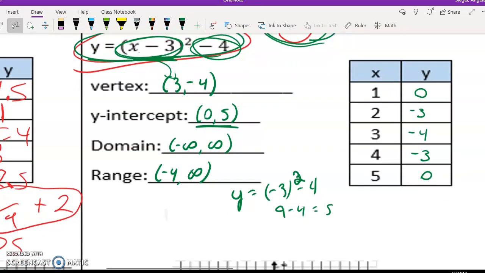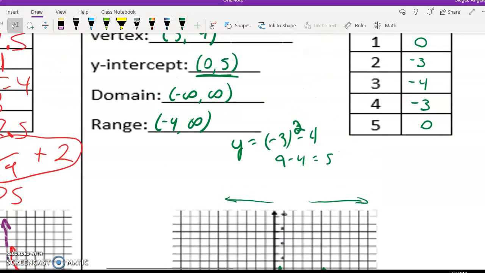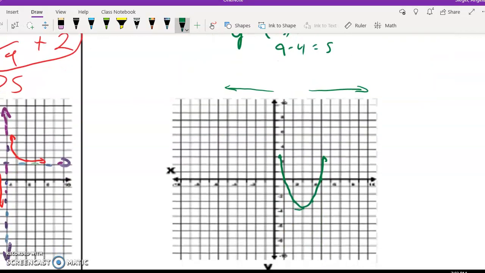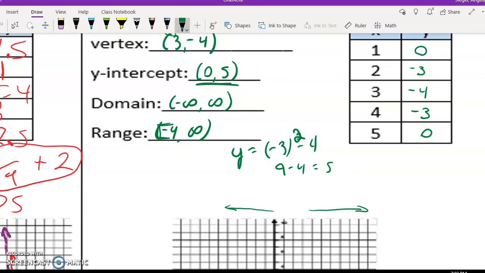On a parabola, this is what the graph looks like. And so domain is how far to the left does it go and how far to the right does it go. And so as it's going up, it's going out, out, out in both directions. So that's why it's negative infinity to positive infinity for the domain. The range, that is a bracket because it starts at -4 right here, and then it goes up forever. So that's why it's -4 to infinity.